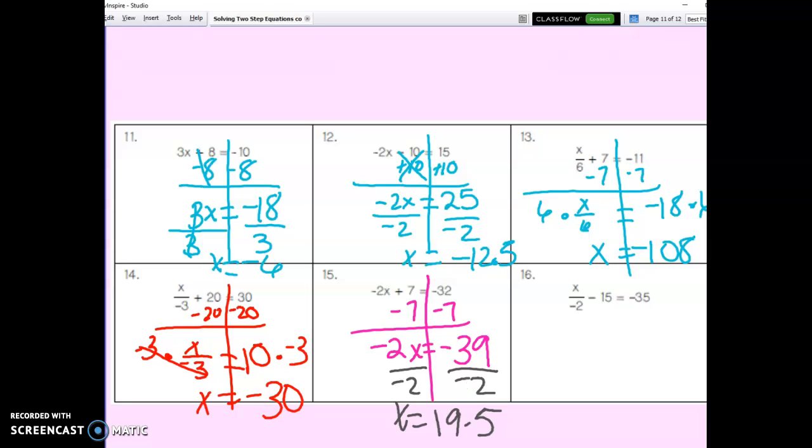Alright, and our last one, we're going to add 15 to both sides. Alright, we're left with x divided by negative 2. Negative 35 plus positive 15 gives me negative 20. Now I'm going to take and multiply both sides by negative 2. Alright, so I'm left with x equals negative 20 times negative 2, which is just 40.